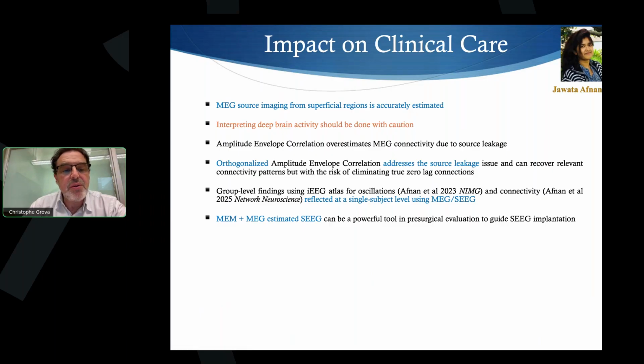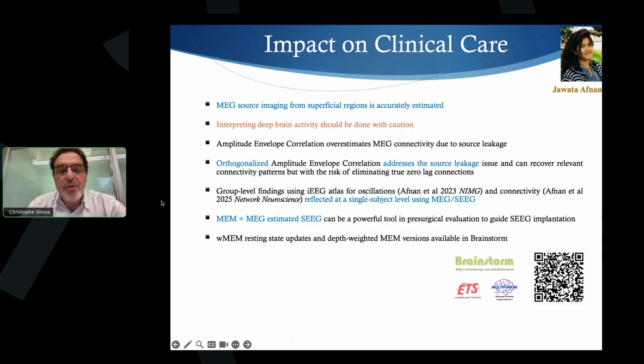So we believe that those tools, and especially how you estimate SEEG data from MEG, can be quite useful when planning SEEG implantations. All those tools are implemented inside Brainstorm and with our plugin, which is called Brain Entropy in Space Center. So you can find it.